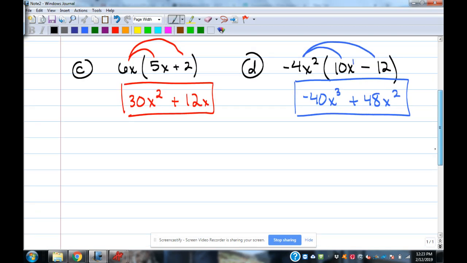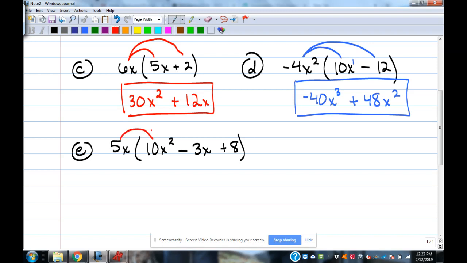Let's get to know example E. Let's say we had 5x, parentheses, 10x squared minus 3x plus 8. We have a monomial times, what would you call this? A trinomial because it's got 3 pieces. Okay. So what property are we using? Multiplying by distributive property. That's all we're doing here.